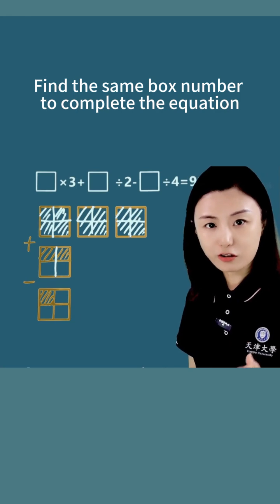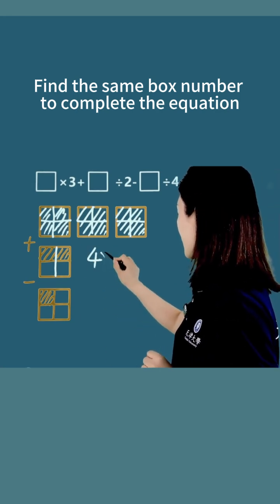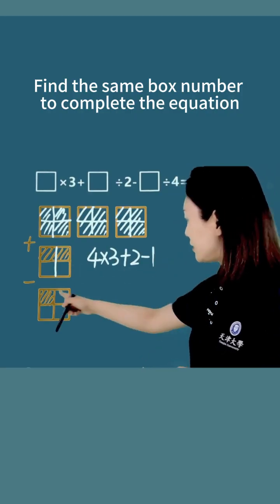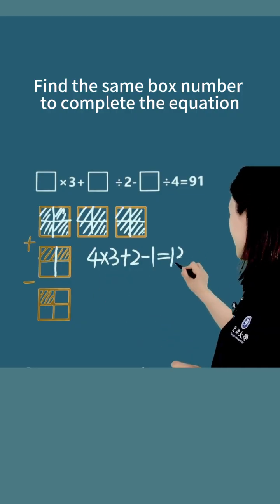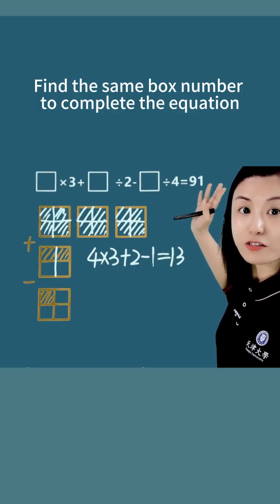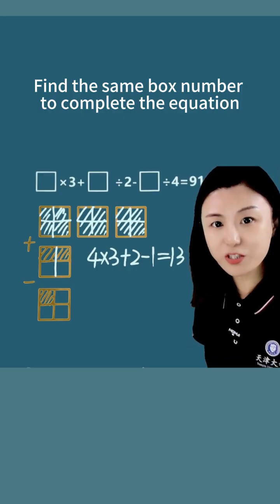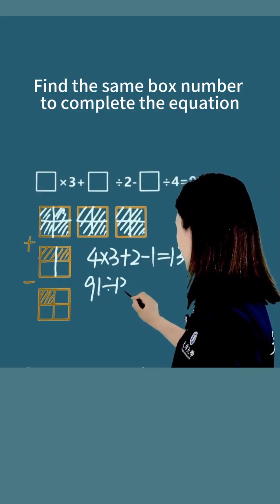So in the end, how many parts are left? Let's calculate it together. 4 times 3 plus 2 parts, then minus 1 part, right? How many parts does that give us? 12 plus 1 is 13 parts. Now, what is the total sum of these 13 parts? It's 91, right? So can we find out how much one part is? How do we do that? Just use 91 divided by 13 and each part is 7, right?